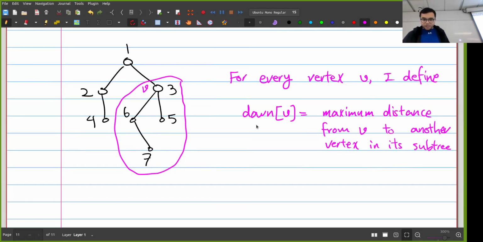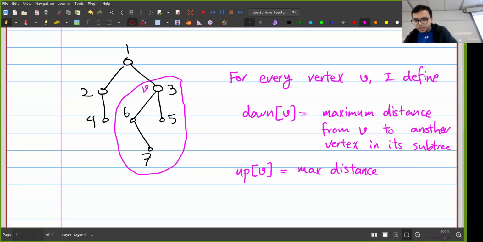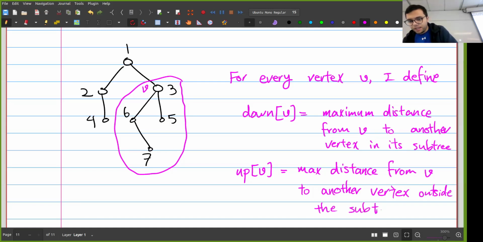Now I'm going to define something else. I'm going to say up of V is the maximum distance from V to another vertex that is not in the subtree of V. And I call it up because this is like starting at V and going up first, right? So maximum distance from V to another vertex not in the subtree of V, outside the subtree of V. Okay.